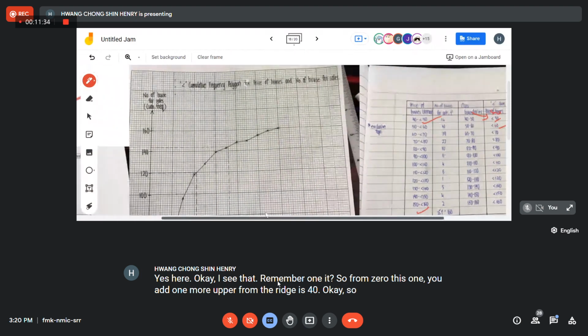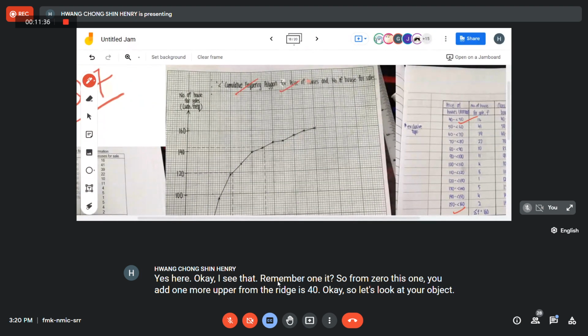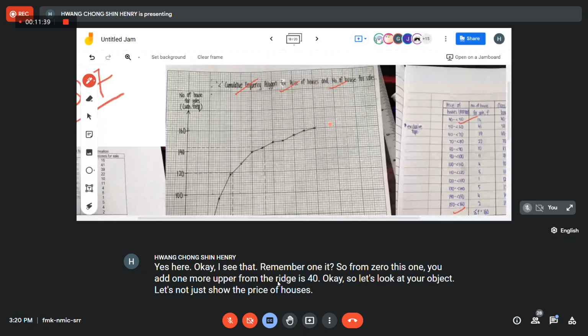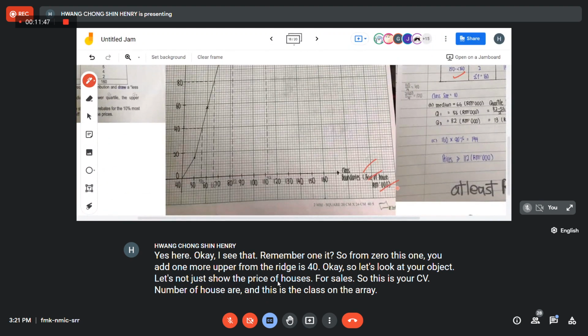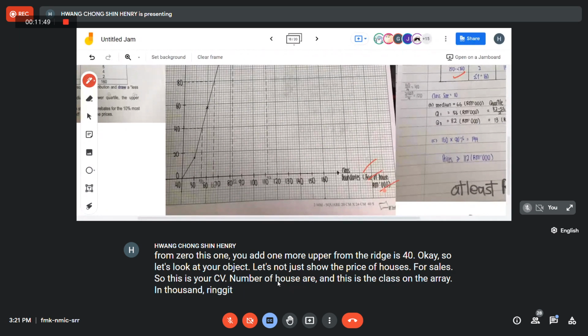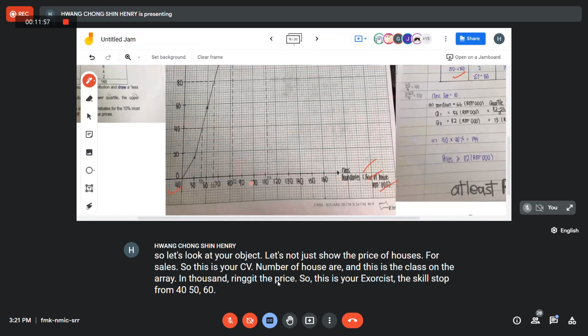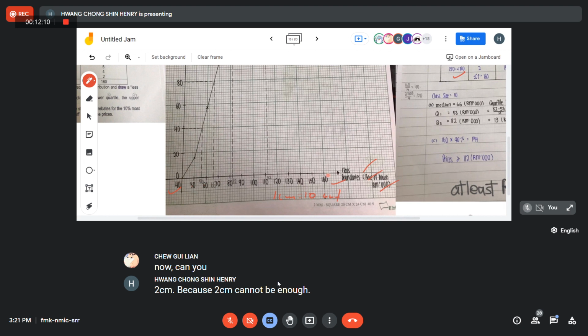Okay, so let's look at your ogive. Let the ogive show the price of houses for sales. So this is your CV, number of houses, and this is the class boundary, in 1,000 ringgit, the price. So this is your axis, the scale start from 40, 50, 60, all the way to 160. So it looks like 1 cm for 10, right? Can you read? 2 cm cannot fit in.